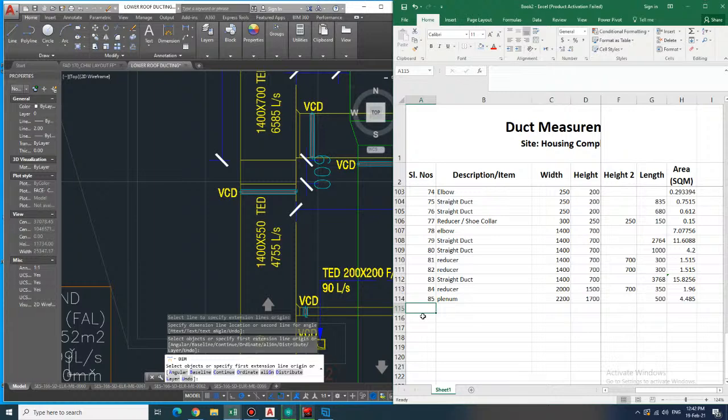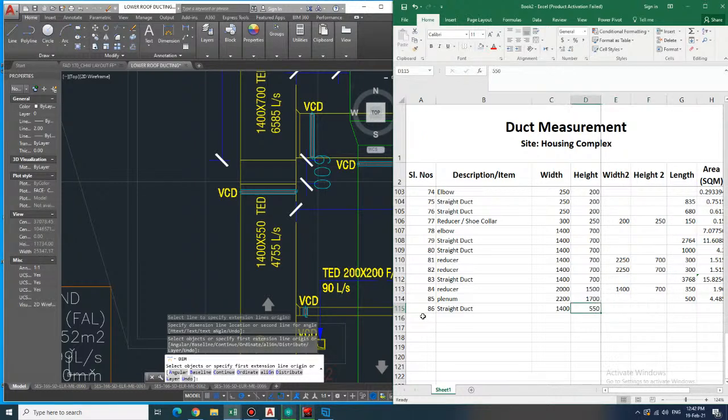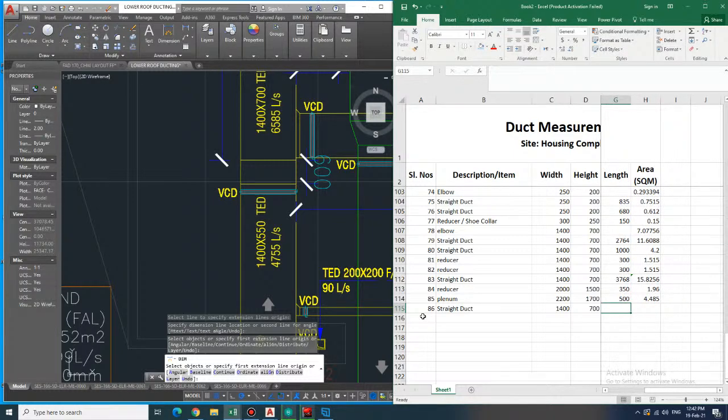Here 600, because straight duct we can consider straight duct. 86 straight duct, 1400 by 550. The duct size is also a reducer. It's a reducer, so that's a reducer. So 1400 by 700, 1400 by 550. Height is reduced, so it's shown like this. Width remains the same. The length is 600. So put the reducer equation here.